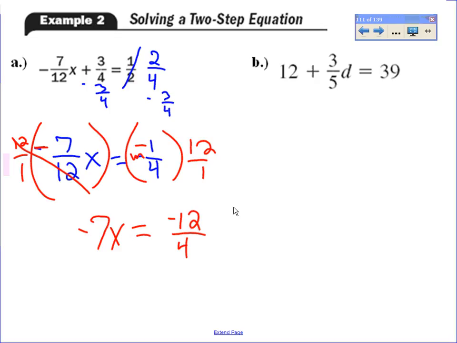Letter B. Okay, very first thing you want to do on this, we could call it a two-step or multi-step, depending on how you solve. Josh, what's the first thing we need to move on letter B? Good. We first need to subtract the 12 on both sides. So move that over. Always combine what you can first. So add or subtract what we can. We're left with 3/5 D equals 27.